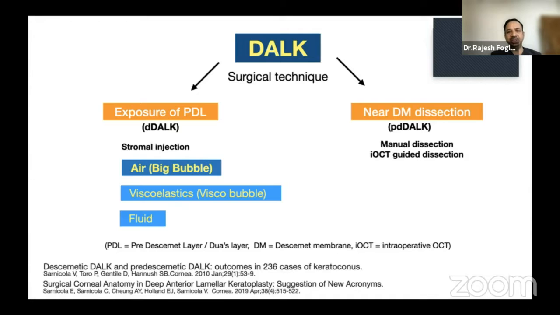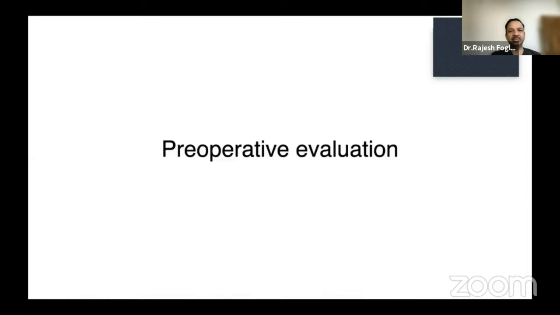There are basically two surgical techniques. There is one where you expose the pre-Descemet's layer, either by stromal injection of air, viscoelastic or fluid, or you do a manual dissection, which is near Descemet's.